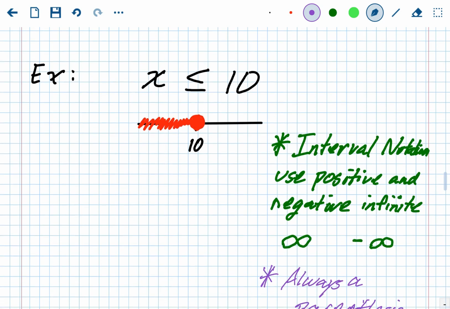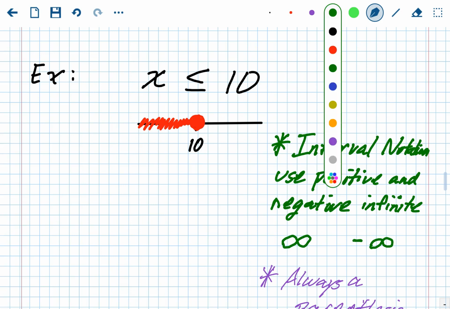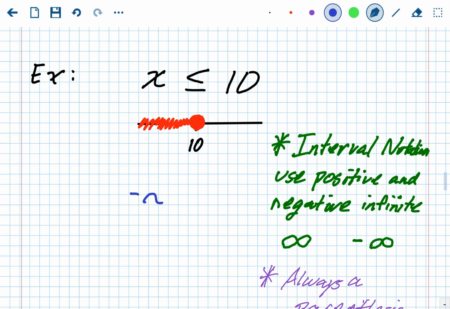All right, so back to this. X is less than or equal to 10. Okay. There's no smallest value. It's shaded to the left. It's going to keep on going to the left forever. So we're going to use negative infinity as our smallest value, as our smaller endpoint. It's going all the way up to 10. So those are our two endpoints, negative infinity and 10.